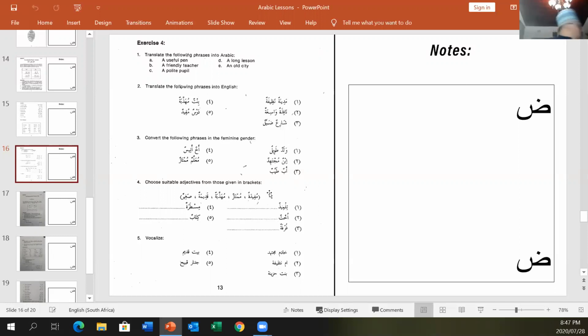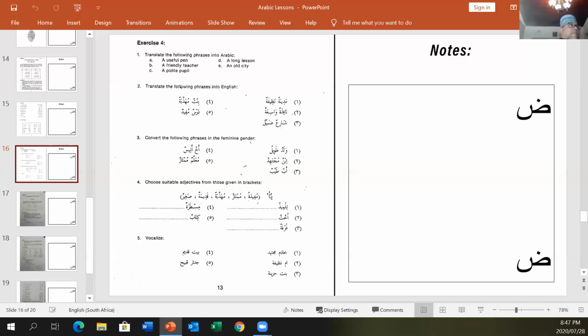Abun tayyibun. Ummun tayyibatun. Next one. Akhun anisun. Ukhtun anisatun. Last one. Muallimun mumtazun. Muallimatun mumtazatun. Beautiful.